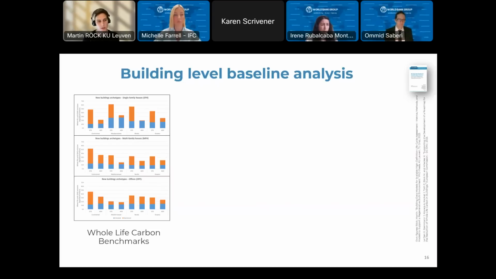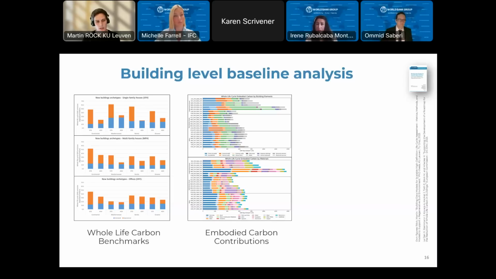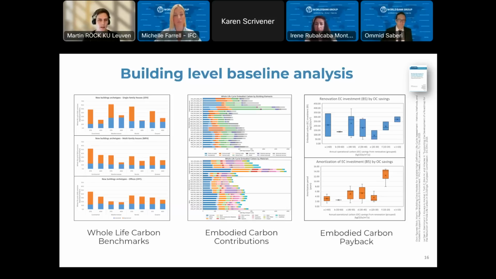And the results of this are manifold. One of the results at the building level is that we could derive different benchmarks for different building types. Here I'm just showing the new buildings that we modeled for the 4 different regions in a standard and a more advanced energy performance. We could investigate the contribution of different building elements or of different building materials within those building archetypes, so within those representative buildings. And we could also look at aspects like embodied carbon payback.